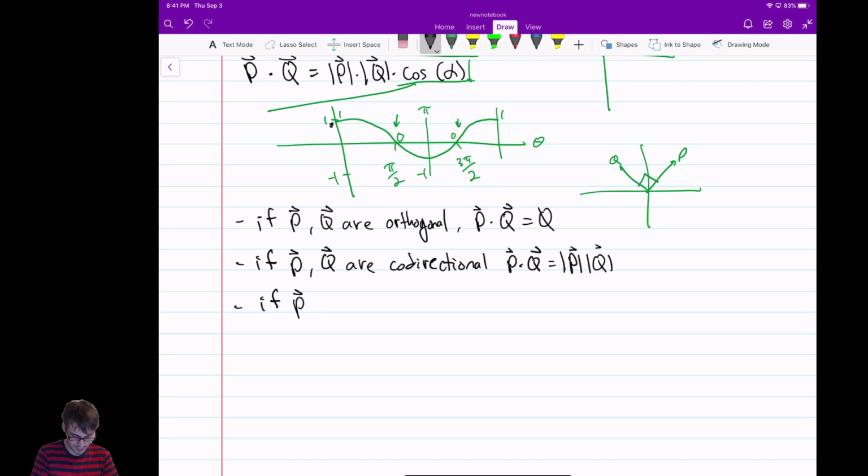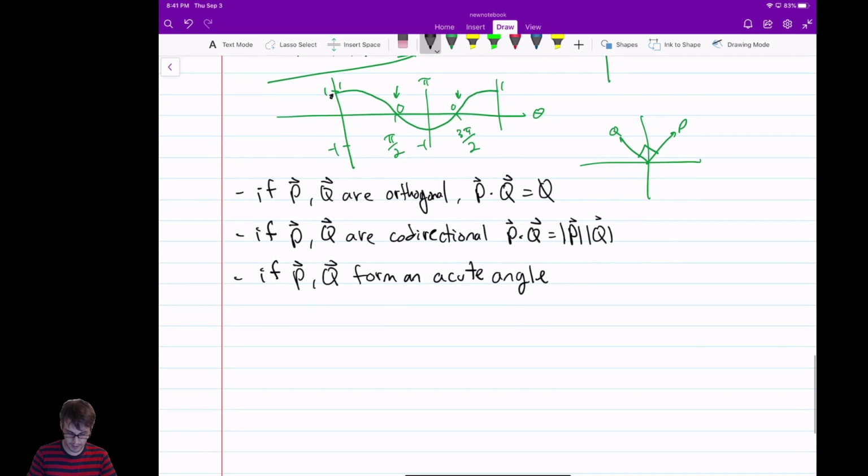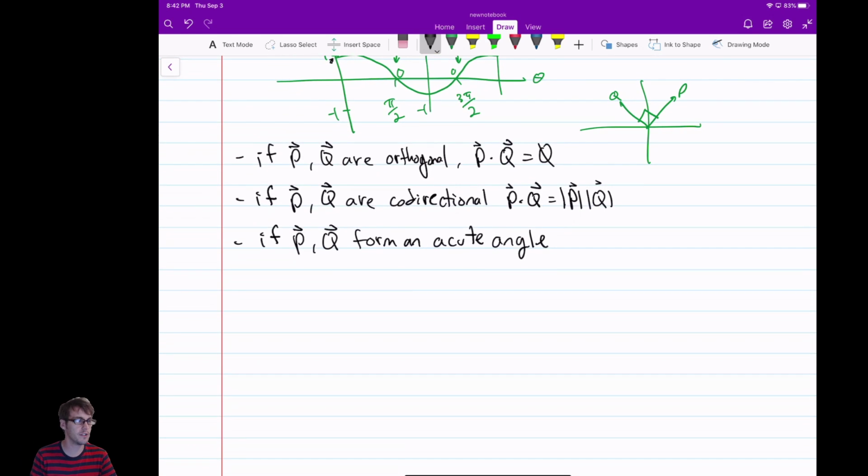If p and q form an acute angle, remember, an acute angle is less than 90 degrees, plus or minus. So let's draw that out here. If I have p here, just for illustrative purposes I'm going to draw the orthogonal line to p. Now if q is anywhere on this side of this line in terms of direction, then p and q form an acute angle.